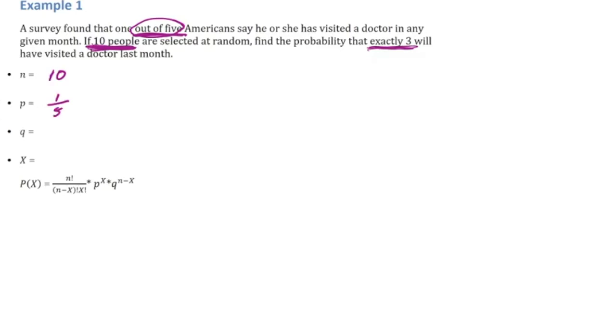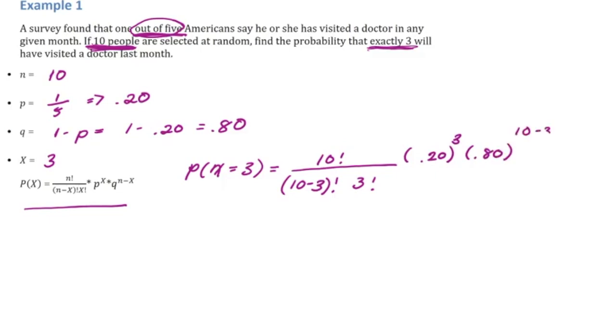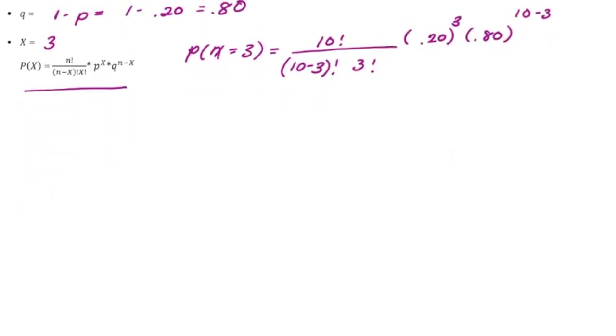So the number of trials is 10 people. Probability is 1 out of 5, which in decimals is 0.20. That would make the probability of failure 1 minus p, 1 minus 0.20. That is 0.80. And the number of successes is exactly 3. So probability that x equals 3, I have my formula here. So 10 factorial, all of this divided by 10 minus 3 factorial, 3 factorial. Here we're going to have 0.20 to the power of however number of successes, so 3, 0.80, 10 minus 3. So let's continue with this.